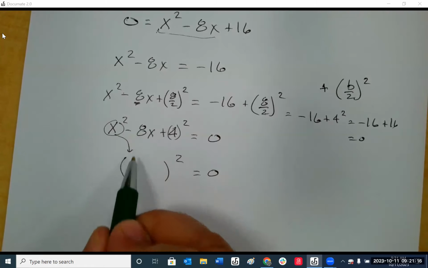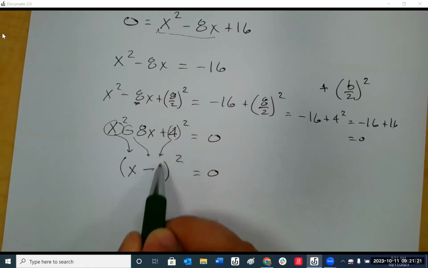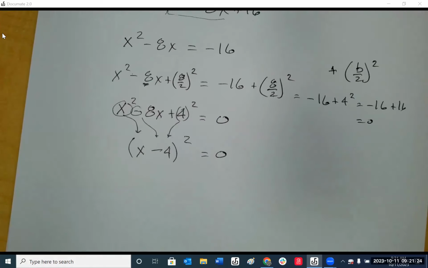Whatever's under the square, the first sign, whatever's under the square. Square root both sides to get rid of the square. Put a plus or minus in front of the answer. But the square root of 0 is 0. The square root and square cancel. So x is equal to 4.